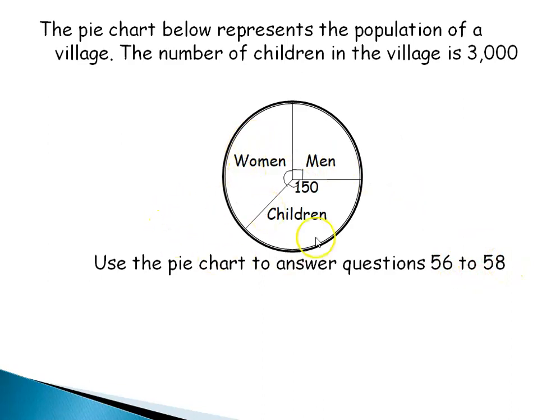Now, a pie chart has a total of 360 degrees because it's a circle. So the total of the whole of the sectors should be 360. For the men, you have 90. This is the right angle. For the children, you have 150. And then for the women, we are going to find that out. If everything is 360, to get women, I'll just say 90 plus 150 and deduct it from 360. I'll get that of women.